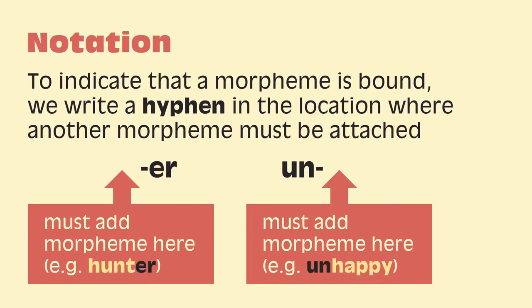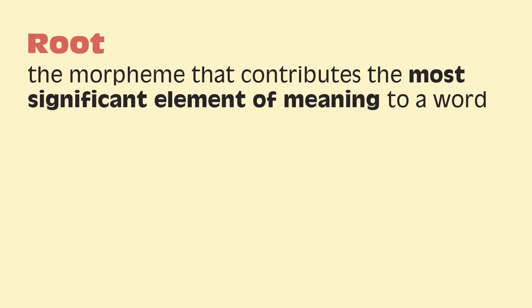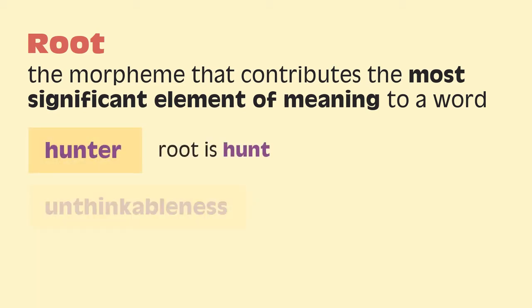There's another distinction that's quite similar to free versus bound, but it's not exactly the same. This is the distinction between roots and affixes. The root is the morpheme in a word that contributes the most significant element of meaning to the word. In the word hunter, the root is the morpheme hunt. In the word unthinkableness, the root is the morpheme think.